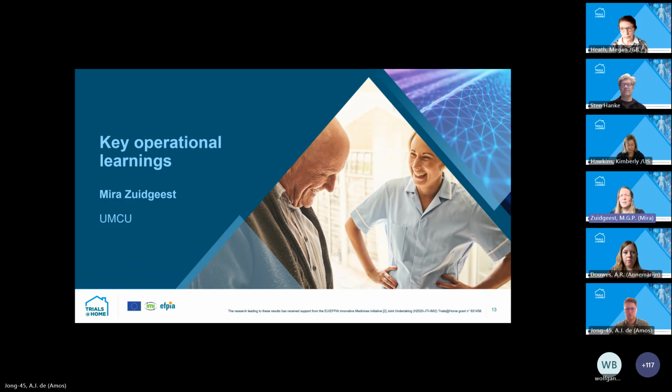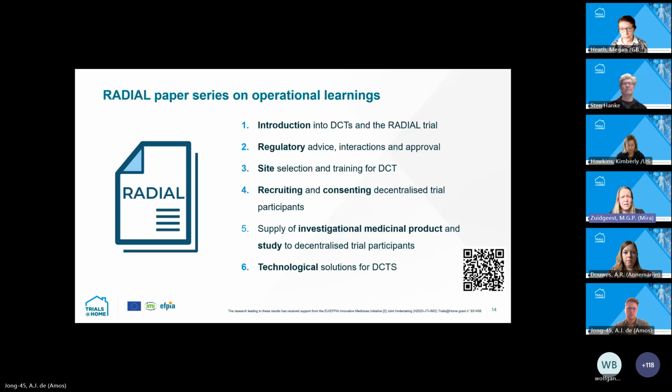And in the next slide, you can see that we think those operational learnings are just as important as the scientific outcomes of the trial, because if we want to move towards using decentralized elements, we need to know how to do that well operationally. So we wrote a paper series on that together within Trials at Home, where we try and share those learnings as much as we can with the broader community. 6 papers, you can find all of them here.